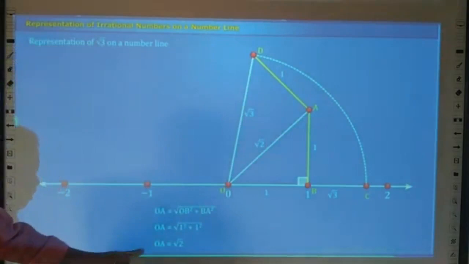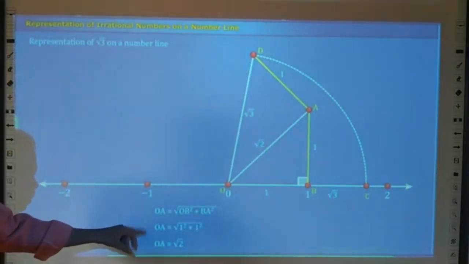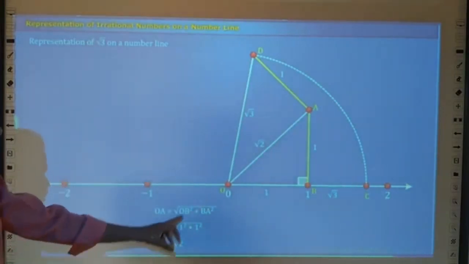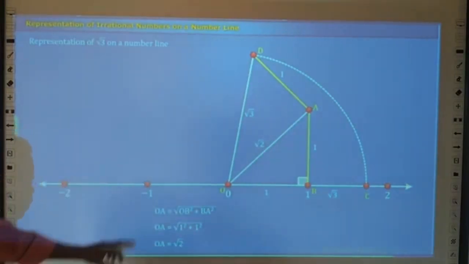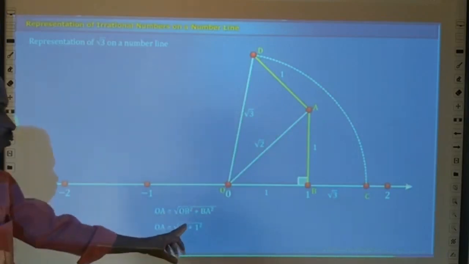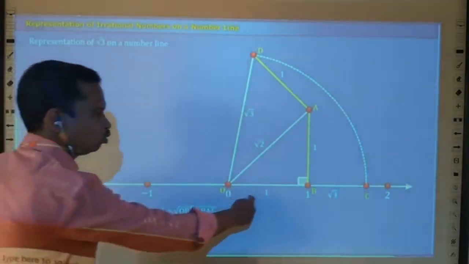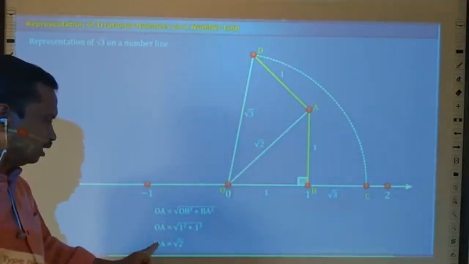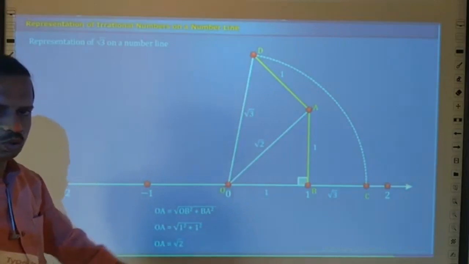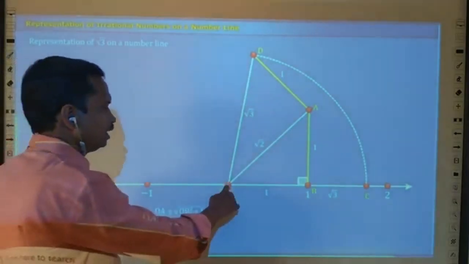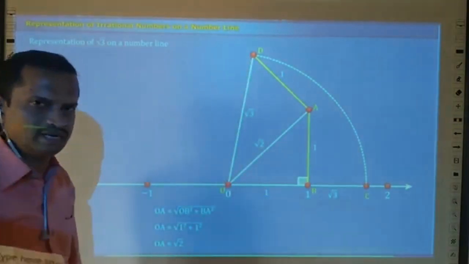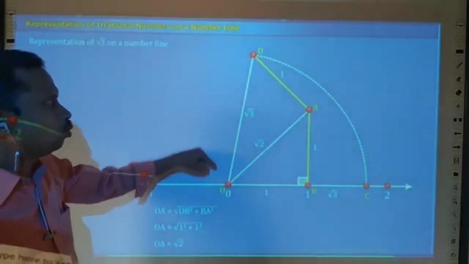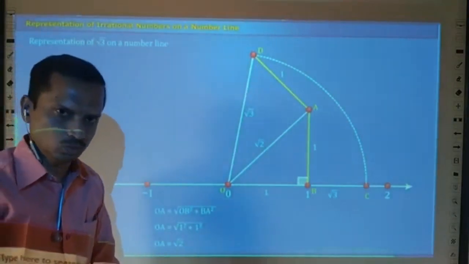Here you can see below the line how they got root 2. That is OA, root 2, using the Pythagoras theorem. So OA equals the square root of OB square plus BA square. You see, OB square plus BA square. So OA equals root of 1 square plus 1 square, and OA equals root 2. Likewise, we can take the right triangle OAB, and by applying the same hypotenuse rule, we can get OD equal to root 3. Okay.